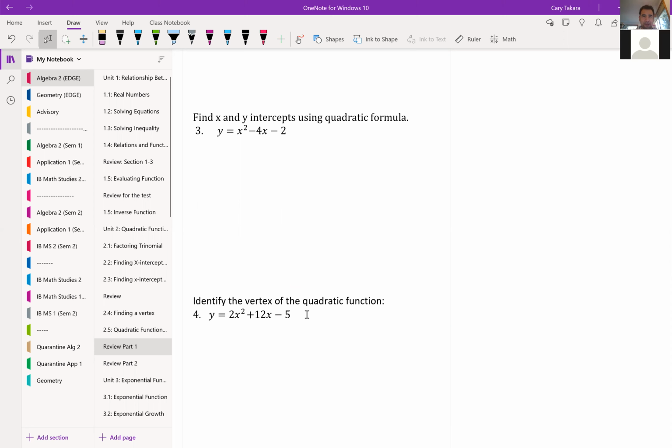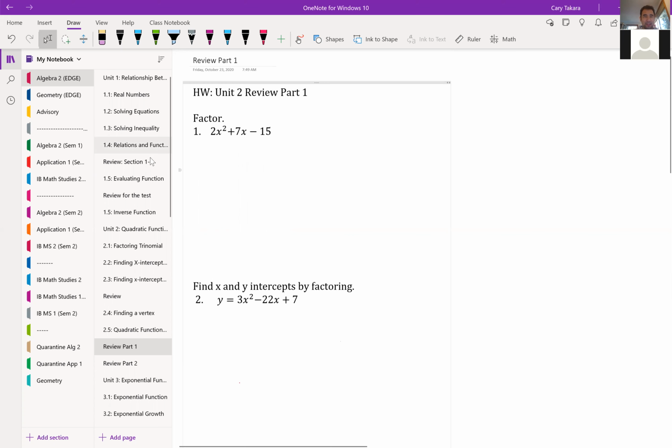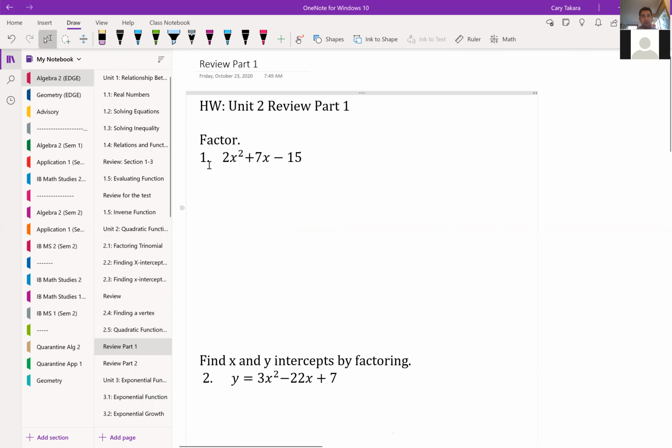We are basically done with unit 2. And the test is going to be tomorrow. So let's get ready for that. The first thing that we started when we started unit 2 is to work on factoring. So I am just going to let you guys work on that first, and then we will talk about it. So number 1, I just want you to factor.